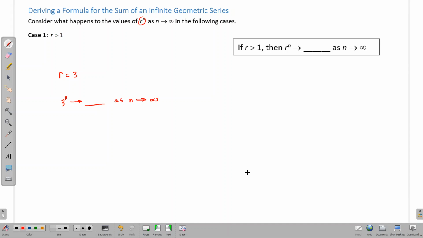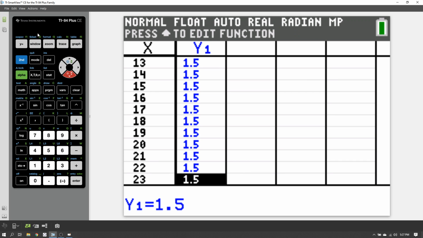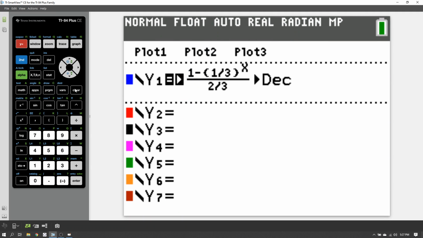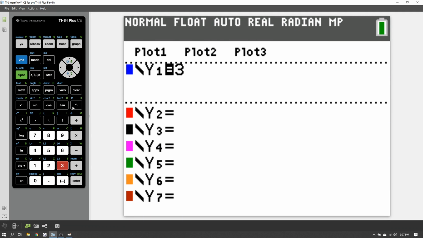And to investigate that, let's go ahead and look at that on the calculator. You should hopefully already have a pretty good idea of what's going to happen. But 3 to the x, because I don't have an n there.